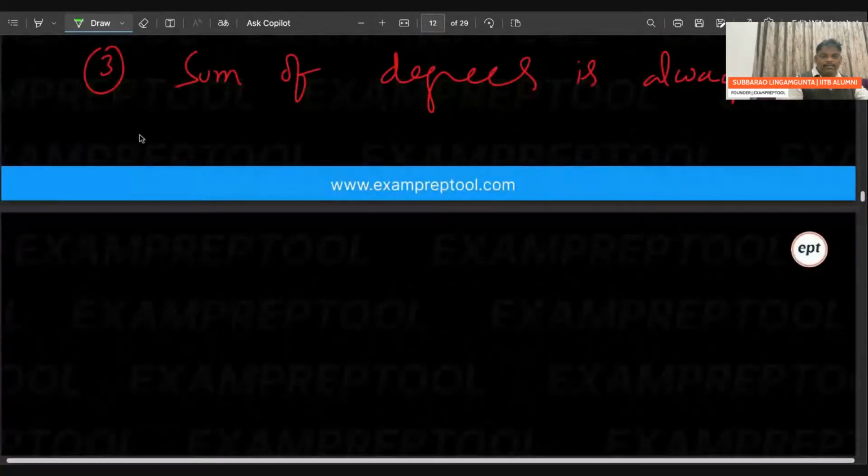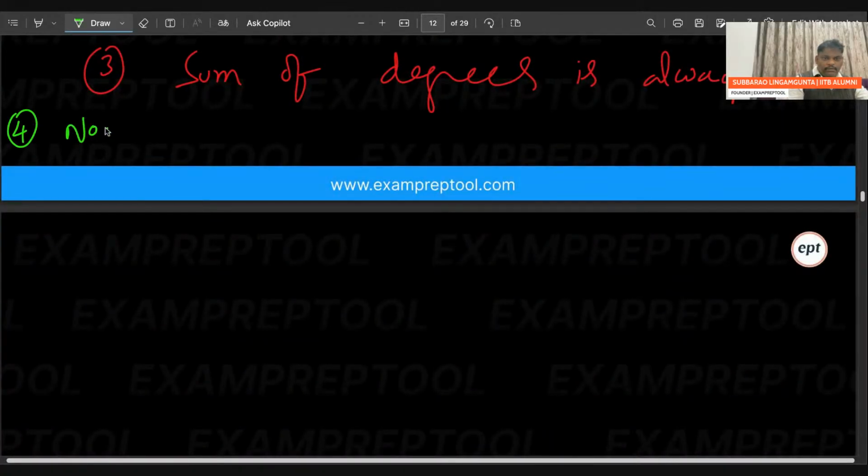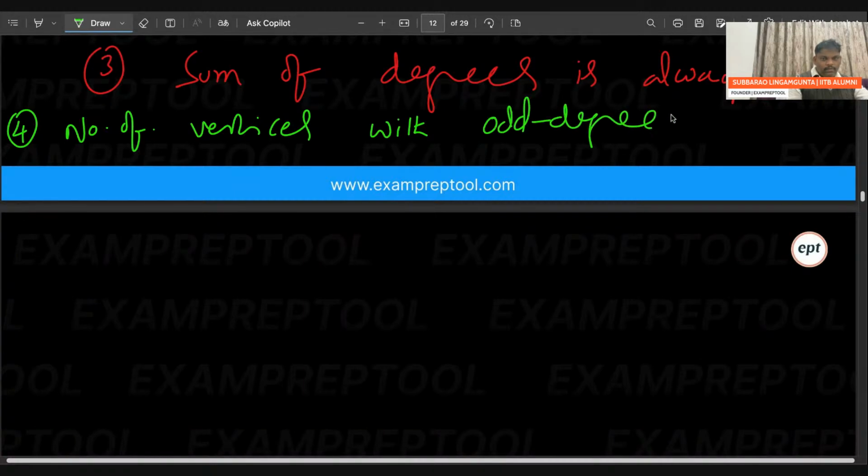I am writing that also. Fourth point: the number of vertices with odd degree is always even. The number of vertices with odd degree is always even, right?